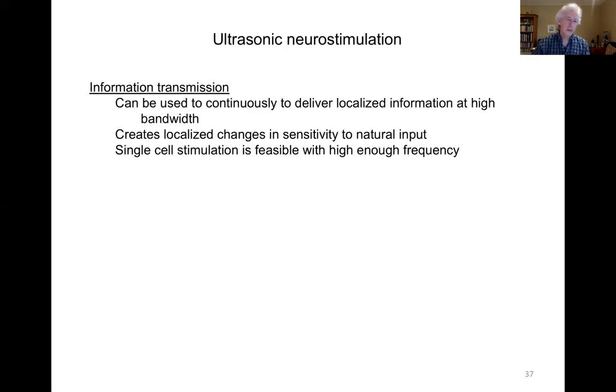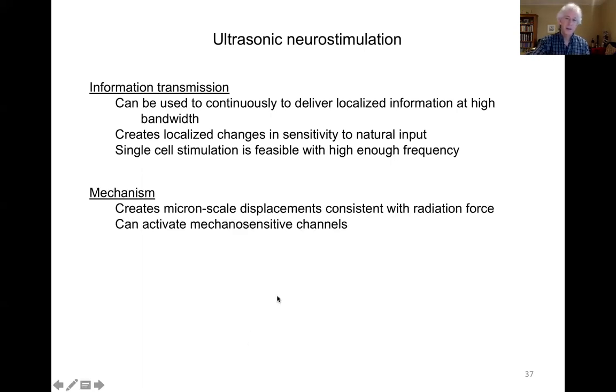Okay, so in summary, ultrasound can be used to deliver information in high bandwidth. It can be used to create localized changes in sensitivity to the natural input as well. Potentially it can be useful for some types of brain machine interfaces in certain cases. And if you're allowed to use a high enough frequency stimulation, if you're not going through the skull, you can get down to single cell resolution. As to the mechanism, what we've seen is evidence for mechanical effects through radiation force in the retina.